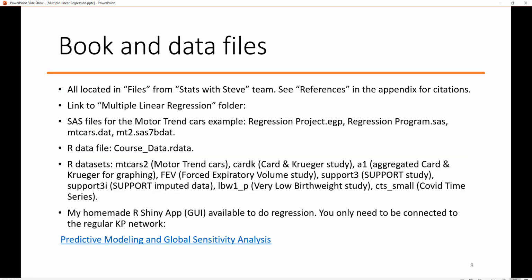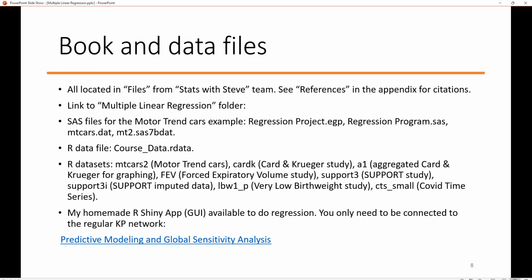In the team site, we have book and data files. All files are located in the Stats with Steve team, and then in the appendix I have a set of references for all the things that are listed in there, for all the books, that is, and I included one of the articles I did a while back, and that one shows you an extension of multiple linear regression.